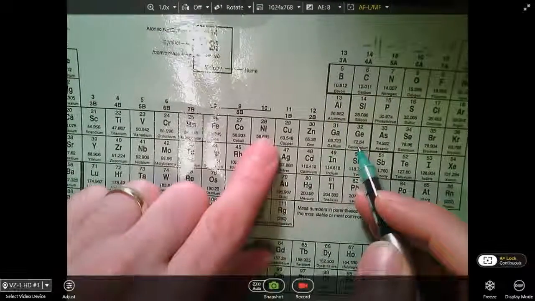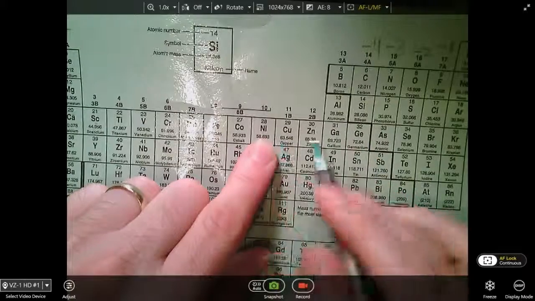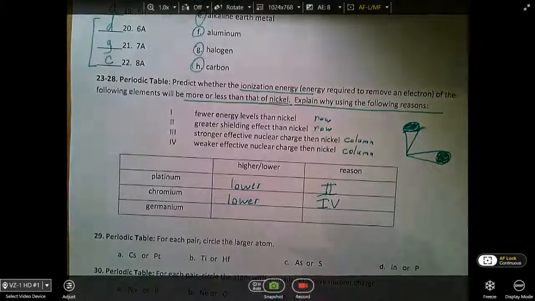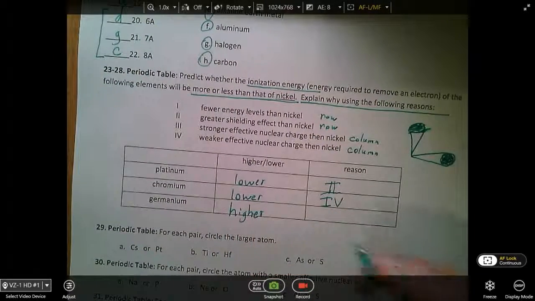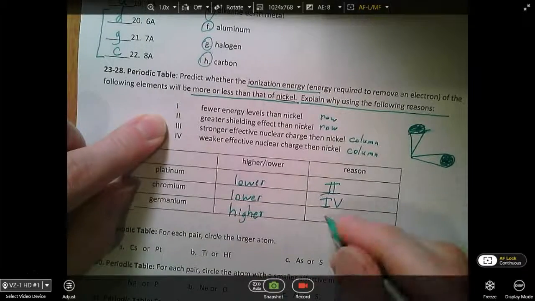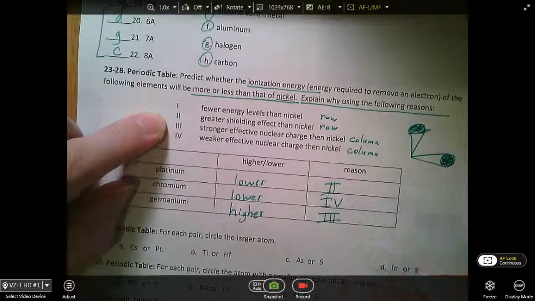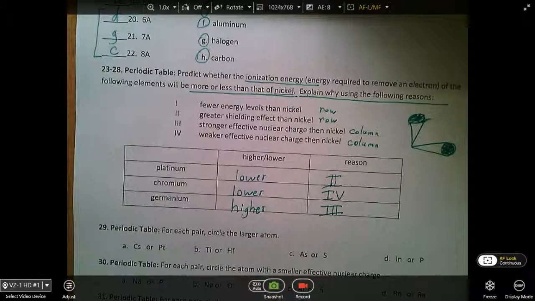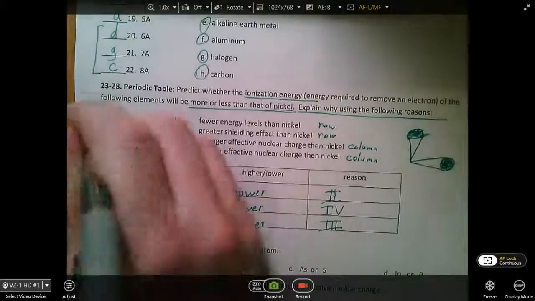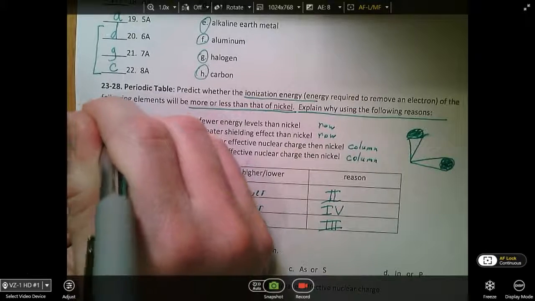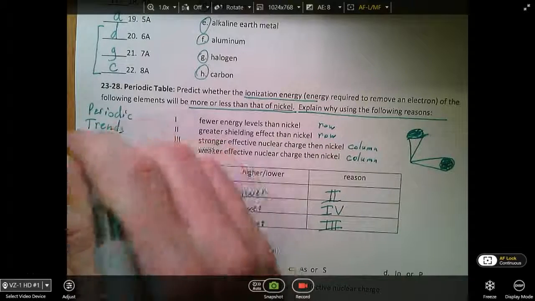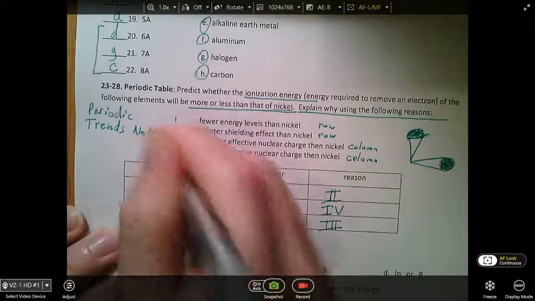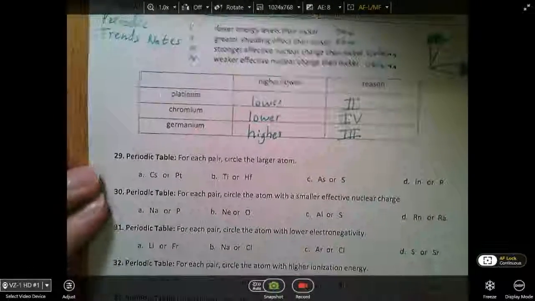And then germanium, Ge, and Ni. Well, germanium's farther that way, so it's going to have a stronger effective nuclear charge. It's going to have a higher ionization energy because it has a stronger effective nuclear charge. And by the way, if you're wondering where this comes from, this comes from periodic trends notes. It's a good place to refer for these questions.